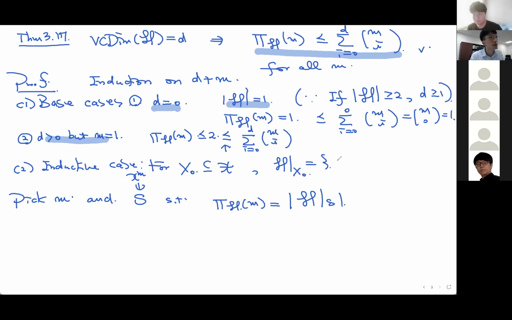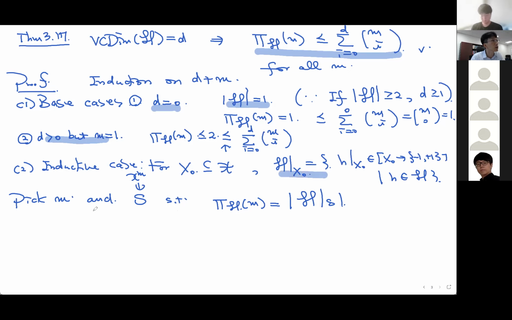Okay, so this restricting x0 from 2 minus 1 plus 1 of h. So take any hypothesis and we are restricting that hypothesis to a subset x0. So that's what we are doing above here.